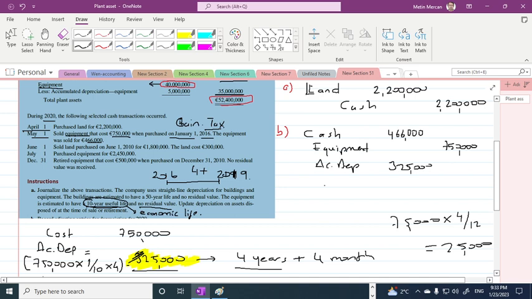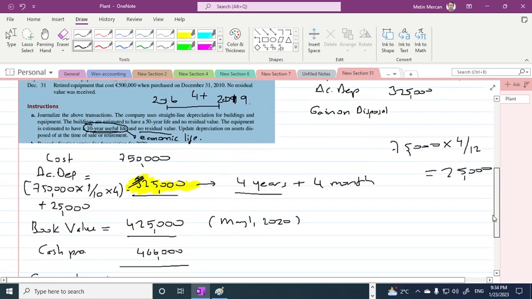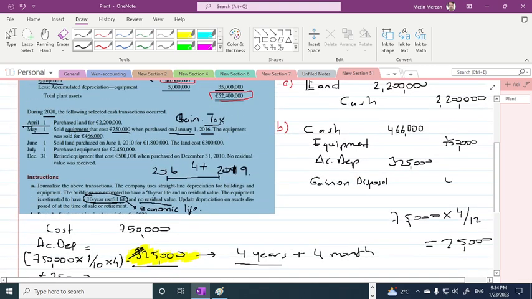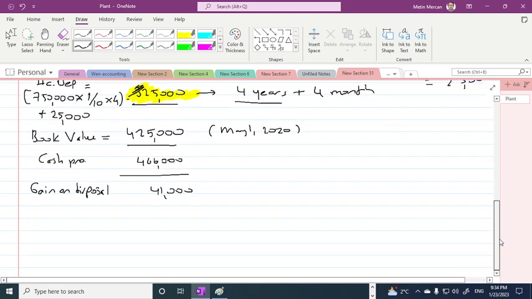And so if you do this, we also have a gain on disposable. So how much have we gained? $41,000. So we have these transactions. Okay, and then what happens next?